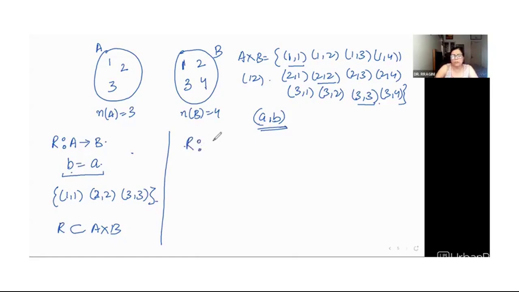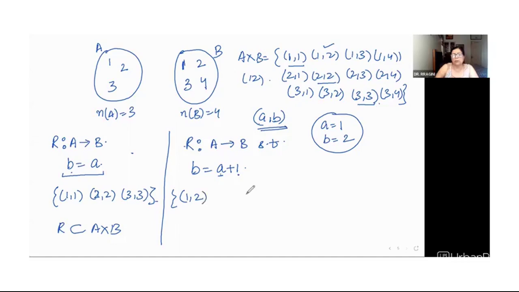R is a relation from A to B such that, how can we define, B is A plus 1. Right? B is A plus 1. That means the second element will be the value of the first element added to 1. Now see, what are the possible values of A we have? If we take A as 1, what is B? 1 plus 1, that is 2. See, do we have this 1 comma 2? Yes. So write here 1 comma 2.